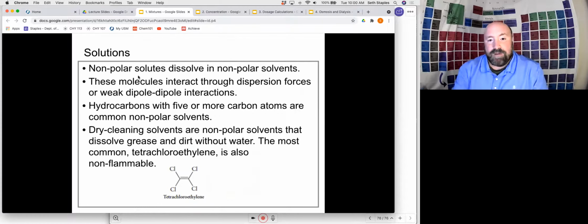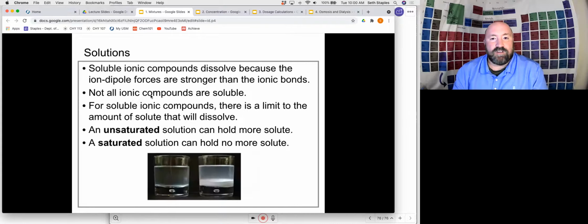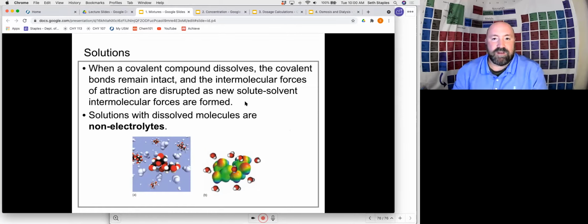But when a covalent compound dissolves, on the other hand, the covalent bonds remain intact. And the intermolecular forces are then disrupted as we get new solute-solvent intermolecular forces forming. Don't worry too much about that, but the big thing to know here is that since covalent compounds stay together, we don't form ions. So covalent compounds, when they're dissolved, are non-electrolytes. That could be something that's important to know.